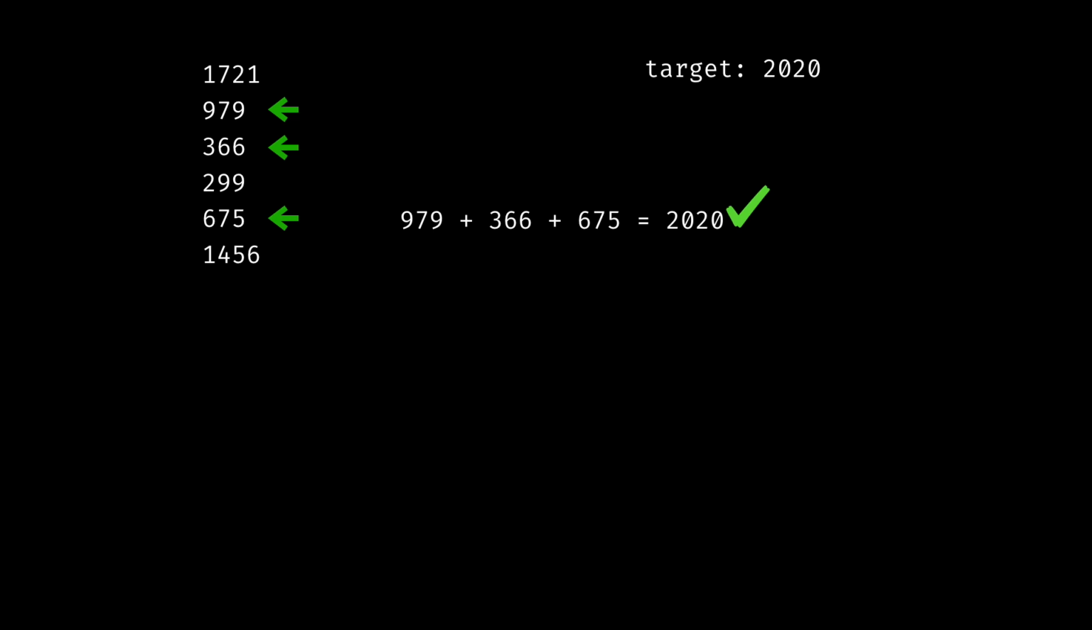But similar to version 1, we don't want to return the numbers themselves. We want to return their products. We just multiply them together. So our final answer should be this number over here.